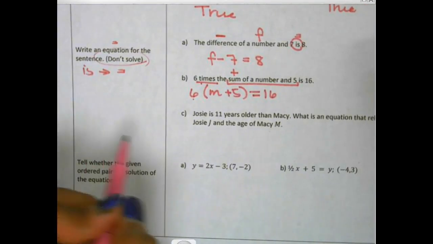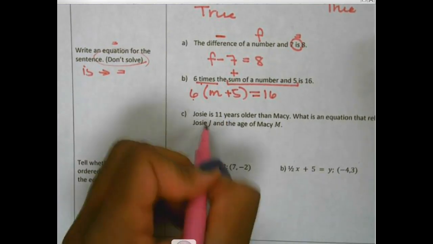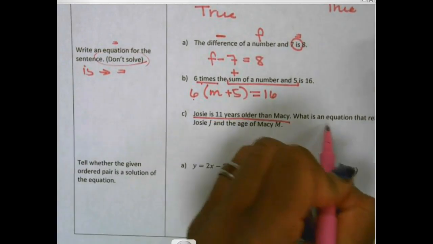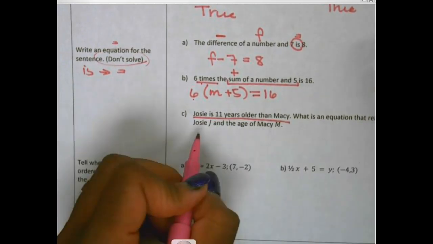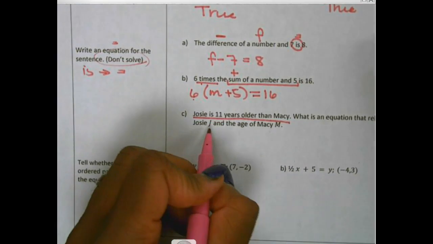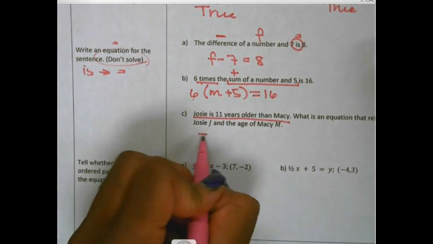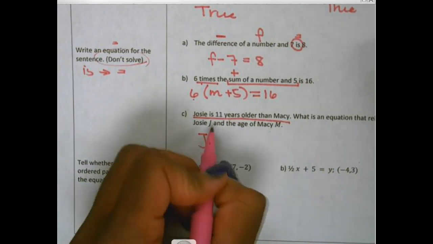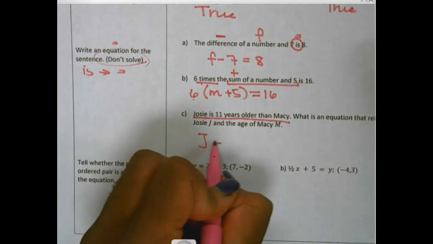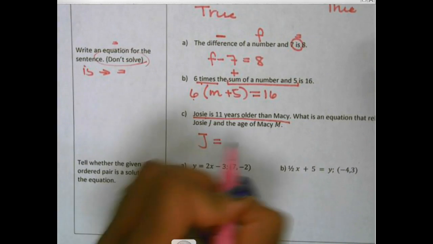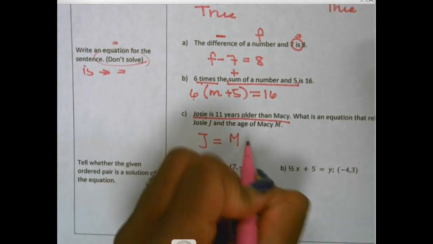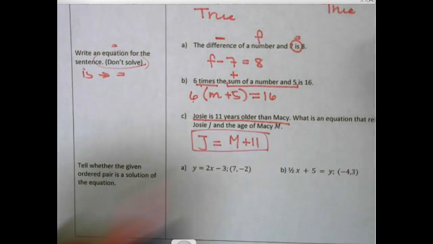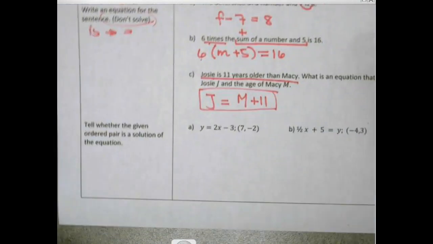Alright, Josie is 11 years older than Mary. Okay, what is an equation that relates the age of Josie, J, and Macy, not Mary, Macy. Josie is, so equals 11 years older than Macy. So here's Macy's age, and she is 11 years older than her. Yeah, I like that. Okay, last group, guys.